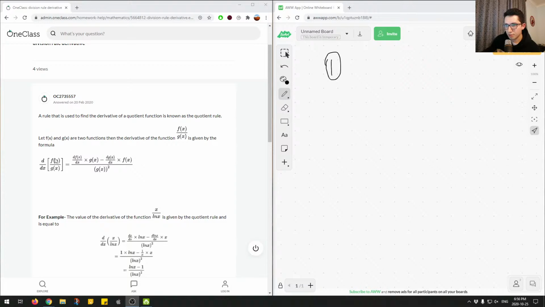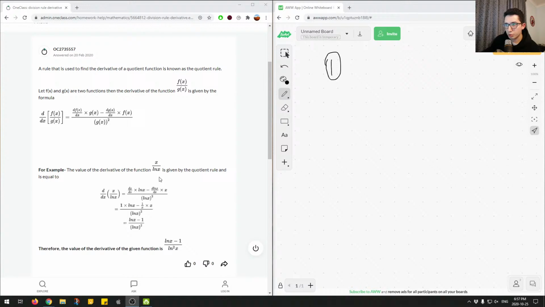So the derivative of some function f at x divided by some function g at x is as follows. The derivative of f at x times g at x minus the derivative of g at x times f at x. This is all divided by the function g at x squared. So here the junior tutor goes through an example, so we can see x ln x, and so on. So we'll go through the same example over here to double check. Let me just double check something over here, so you guys are seeing what I'm seeing.